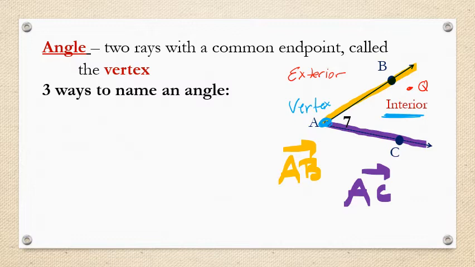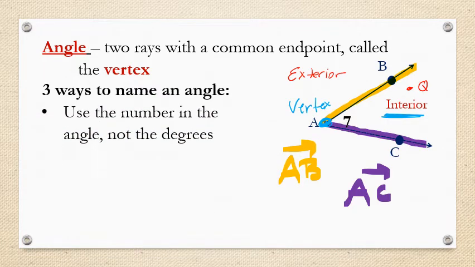So there are 3 ways to name an angle. And feel free to listen and then hit pause at the end of the slide and copy the notes. So the 3 ways to name an angle. The first one is to use the number inside of the angle, as long as this number does not represent the degrees. So if I look at the picture that I'm dealing with right here, there is a number 7. I can call that angle 7.